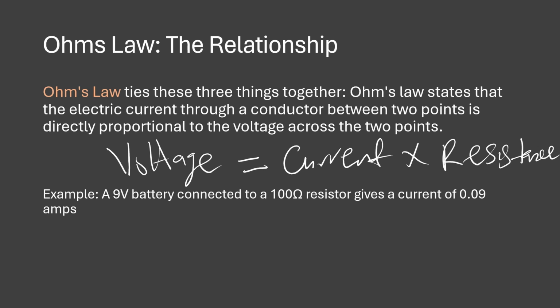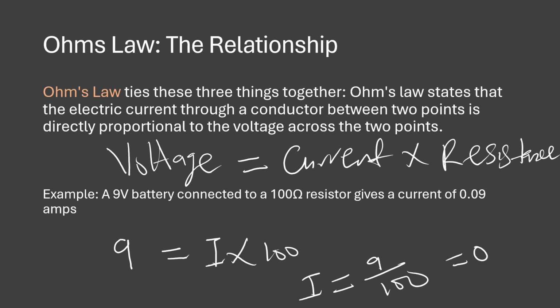We have our voltage source, which is 9 volts. We have voltage equal to current times resistance. So 9 equals the current, which is what we are looking for, I, multiplied by resistance, which is 100 ohms. So we can see that I equals 9 divided by 100, and this equals 0.09 amps. So with Ohm's law, we're able to find the relationship between the voltage, current, and resistance. This is a very important law for us to know before diving into electronics.